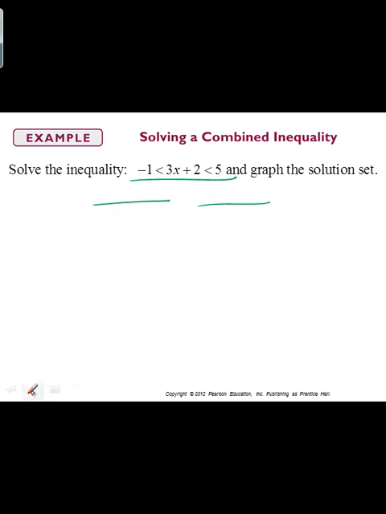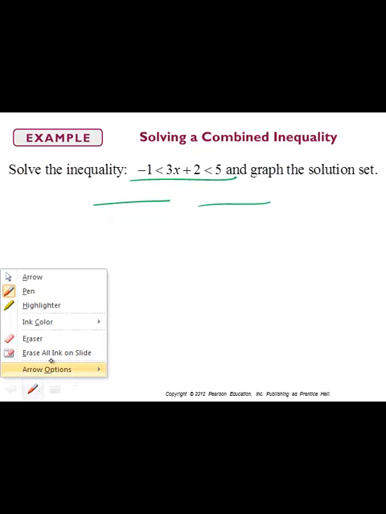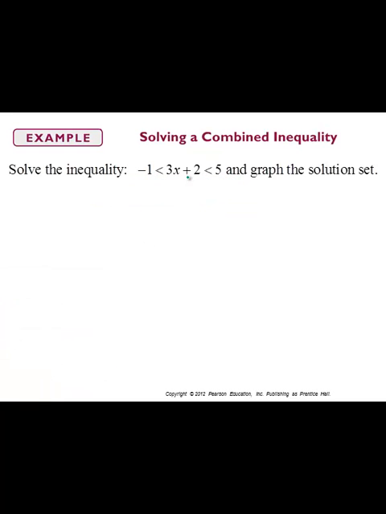Instead of solving it like we just did, instead of breaking it into two separate inequalities, you could just go through and do what you need to do to solve for x, to isolate x by applying the same operation across both inequalities. So for example, you could subtract 2 throughout the two inequalities.